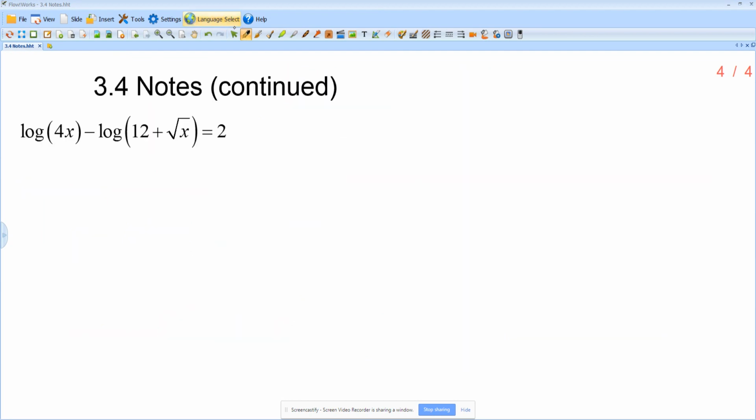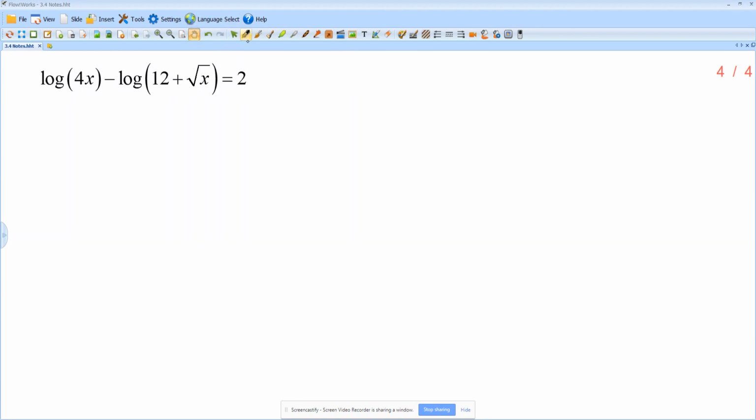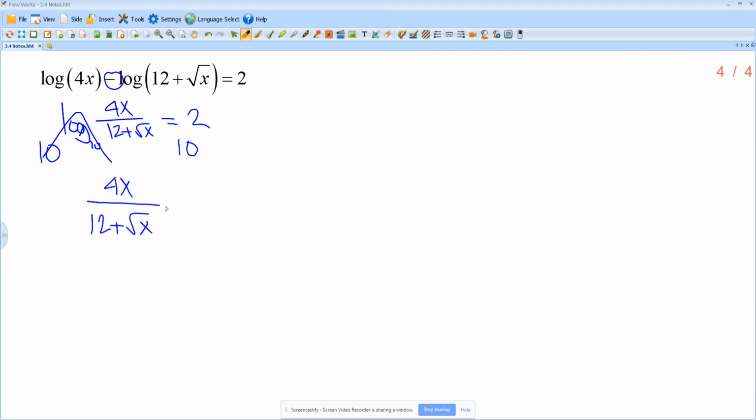All right, we're going to do another example sort of like that. So log of 4x minus log of 12 plus square root x equals 2. I'll rewrite this using division. So log of 4x over 12 plus square root x equals 2. So in this case, I want to get rid of log. The base on log is 10 when it's not written. So I'm going to do 10 to the power on both sides. That gives me 4x over 12 plus square root x equals 10 squared, which is 100.